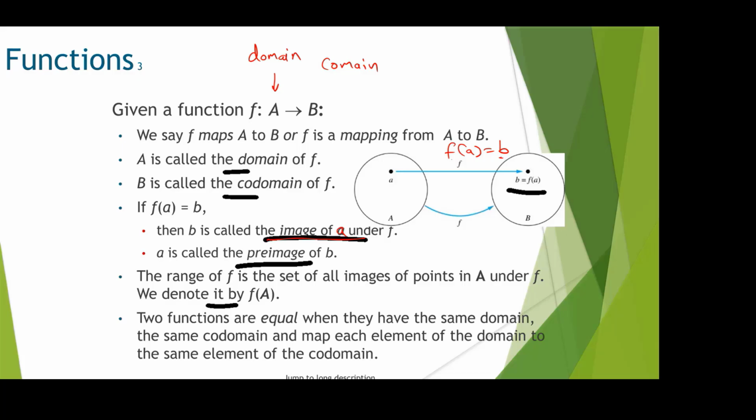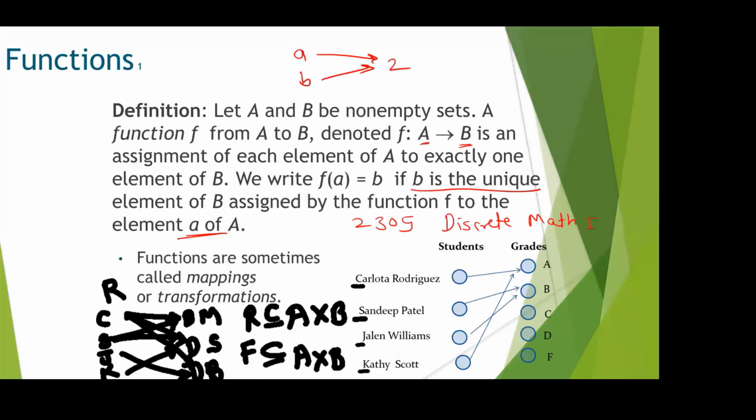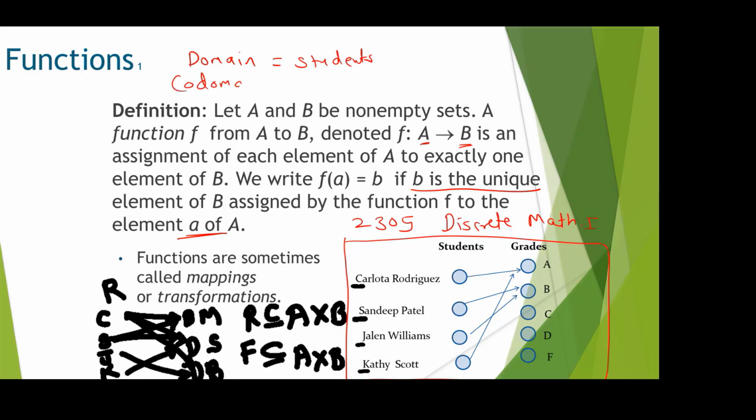Now, range is all the images under f. In other words, range is all the values from set B which are participating in the function. So what is the domain in this case? Let's say this is a function under consideration, students to grades. Let's say my domain here is the whole set of students. What is the codomain? Grades. Now what is the range in this case? Range is A and B, that's correct.